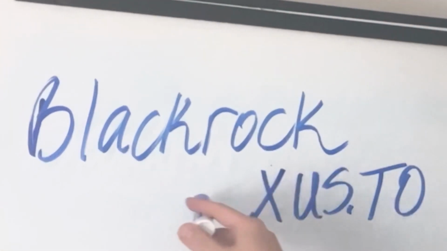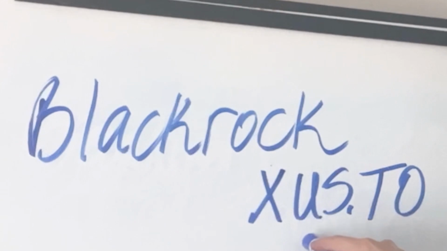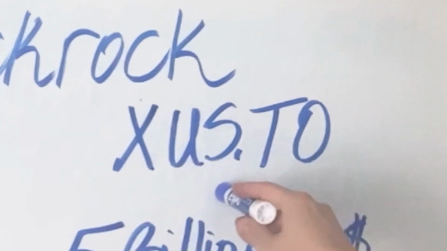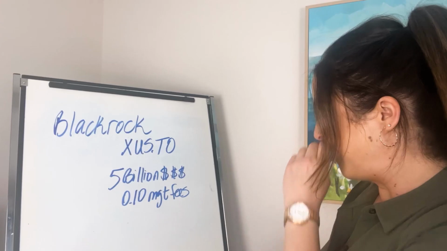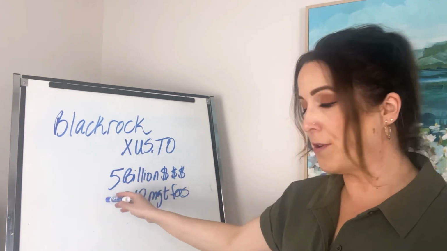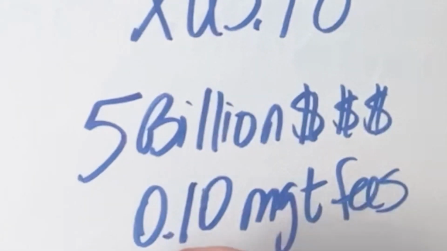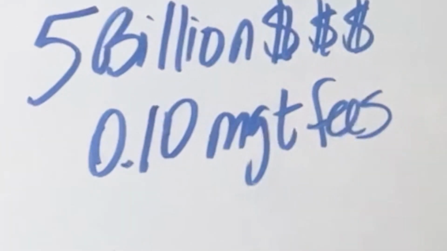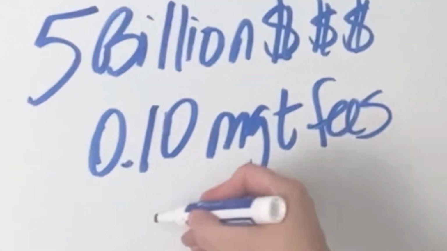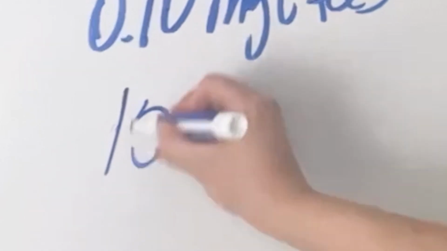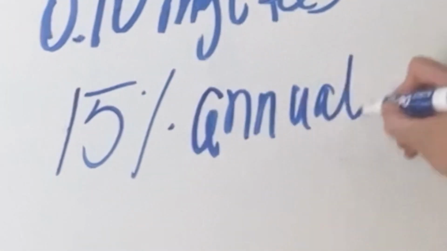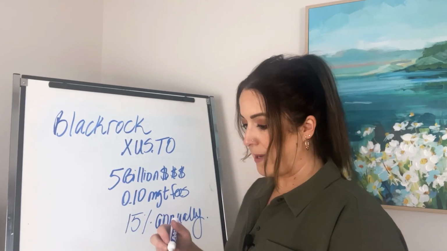So this is the third fund that I have personally invested in. All three funds so far are funds that mimic the S&P 500. So this one here is Blackrock's version. Their symbol is XUS.TO. They have assets under management of over $5 billion. Their management fees are 0.10%, and they have averaged 15% annually. So yeah, all three have been pretty good.